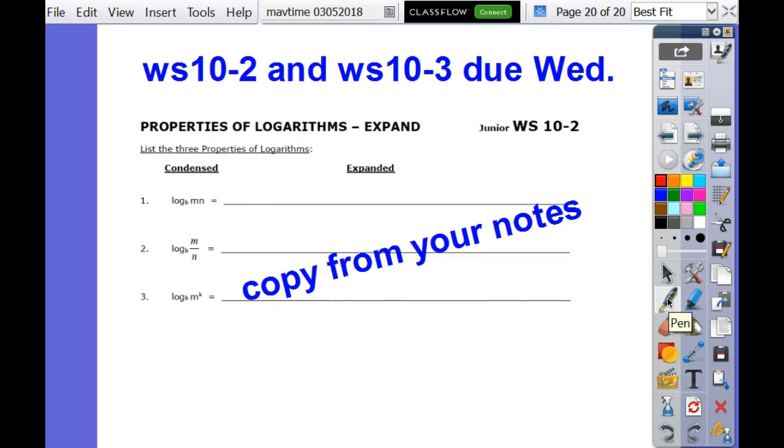The first thing on your homework paper is to copy your properties.